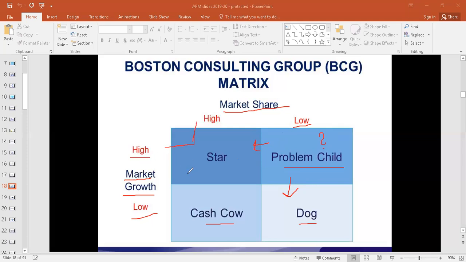Stars also, as of now, they are performing well. But in future, if they do not perform well, or the growth also comes to a stagnation point, in that case, stars can fall into the cash cow category. Okay, that's how the model is given and explained, which talks about the performance of the business units and how they can be categorized into these four quadrants. Is that clear?